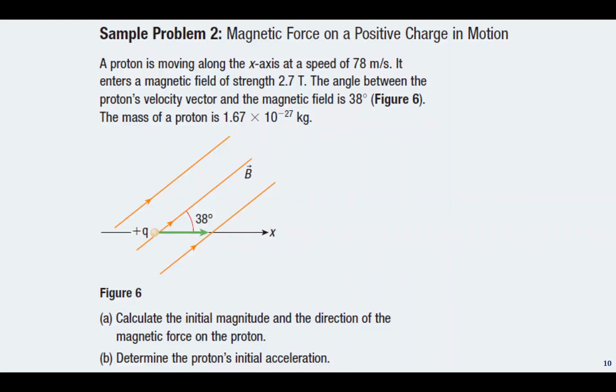So there are two questions you need to answer. First, calculate the initial magnitude and direction of the magnetic force on the proton. Then determine the proton's initial acceleration. Okay, I'll give you 5 minutes to have a look at this question, and then we'll have a look at the solution together.